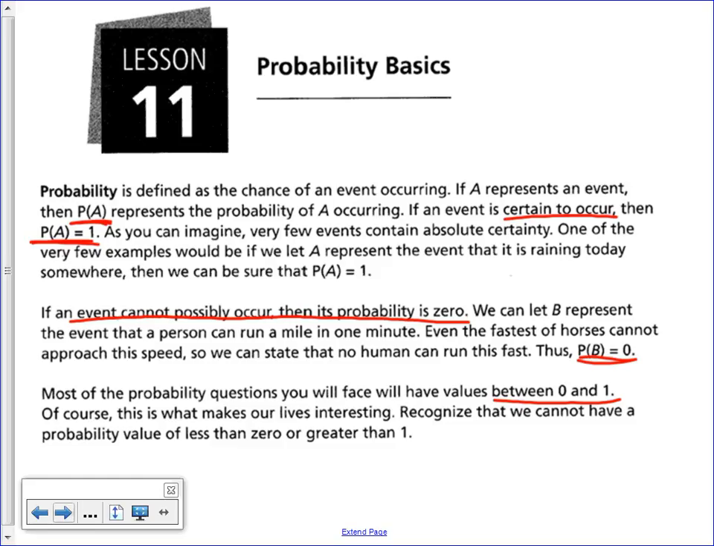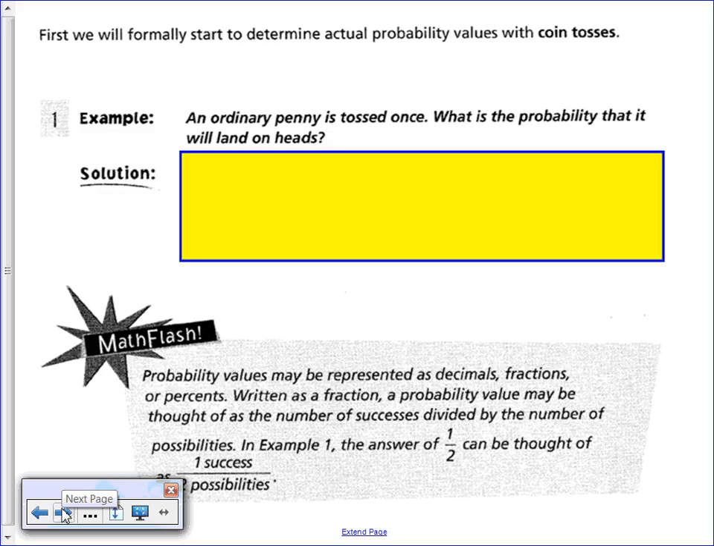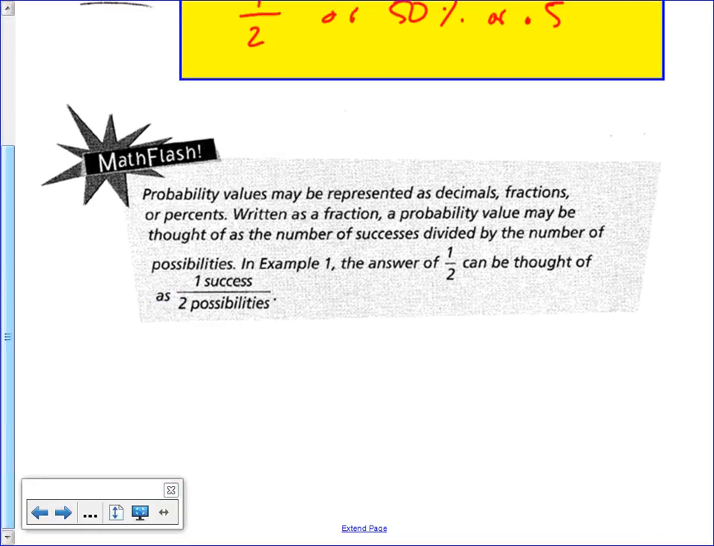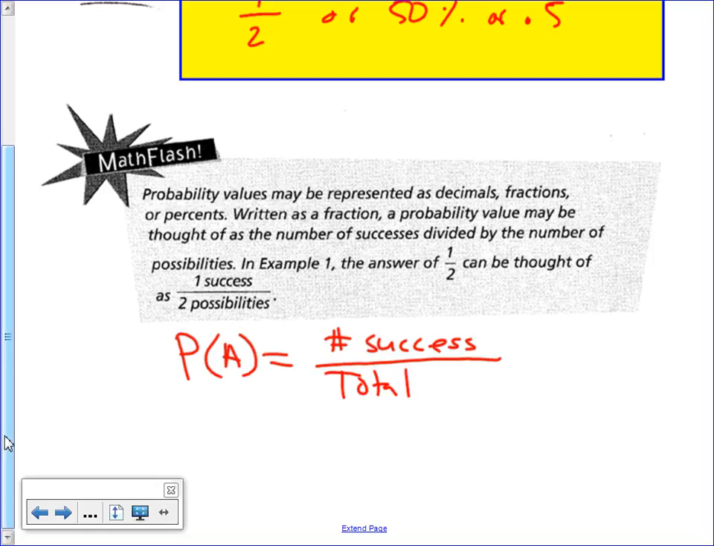Probability is a fraction. For example, you toss a coin once. What's the probability that you get heads? 1 out of 2, or you can say 50%, or you can say 0.5. All of those things are between 0 and 1. Probability, for something to happen, you want the number of successes, in other words, what you want, over the total number of events.